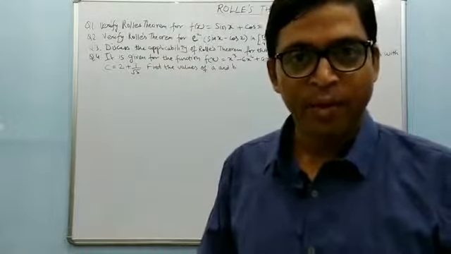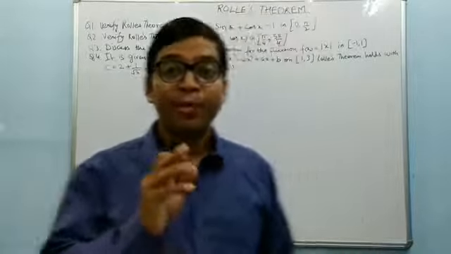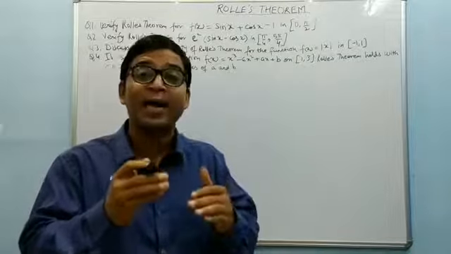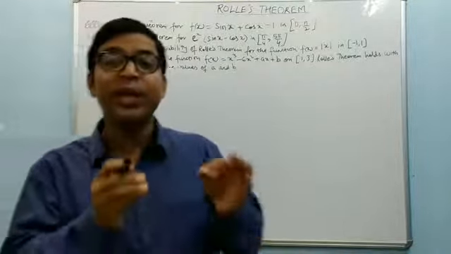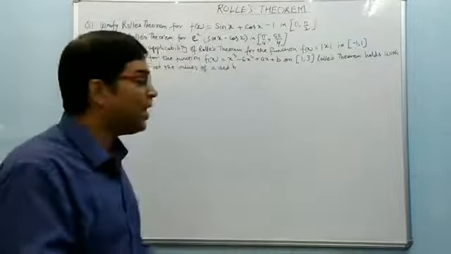Rolle's theorem, where it is applicable and how it is applicable, we will see. I just named Rolle's theorem as the 3 plus 1 theorem. That means if 3 conditions are satisfied, then the fourth will happen. What are these 3 conditions?